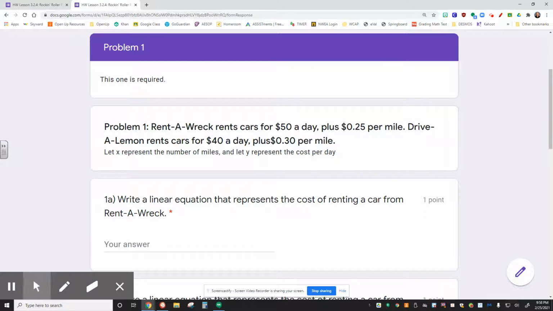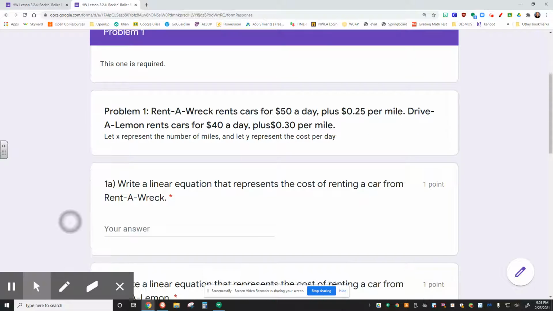Rent-a-Wreck Cars rents cars for $50 a day plus 25 cents per mile. Drive a Lemon rents cars for $40 a day plus 30 cents per mile. This comes directly from your packet, so these are the same problems. I've just rewritten some wording a little bit to make sure that it's usable with Google Form.